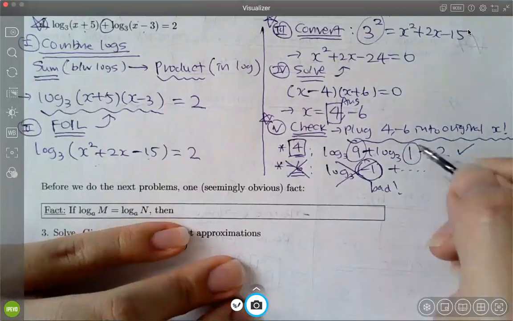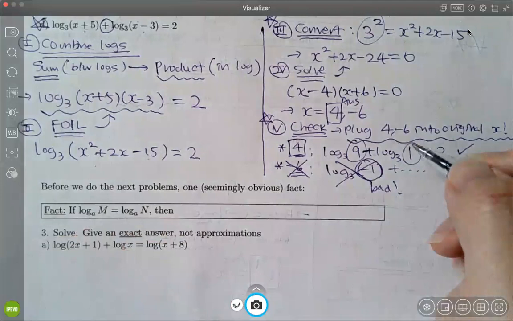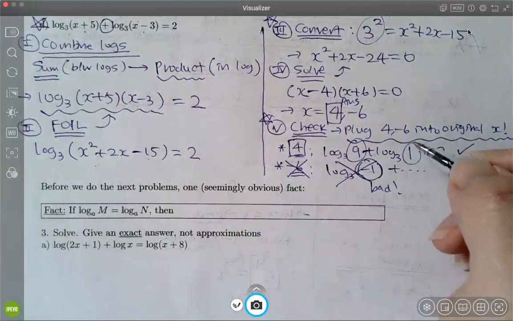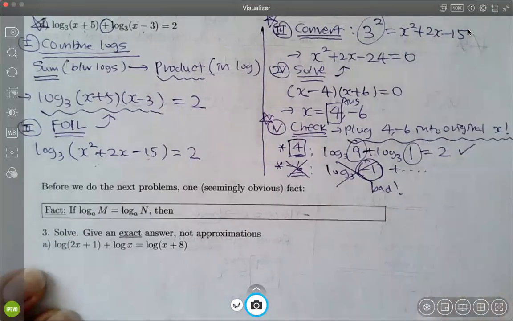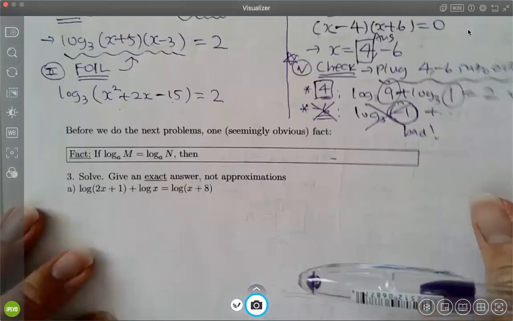Another misunderstanding that people make is, oh, so the negative number is always out and the positive number always works. And that is also not true, okay? It could be the opposite. It could be both numbers might work, both numbers might not work, okay? You never know. So you must check explicitly, okay? Any questions on these log equations?